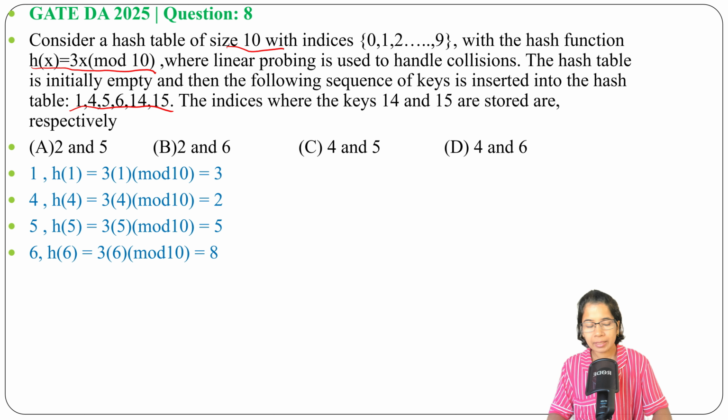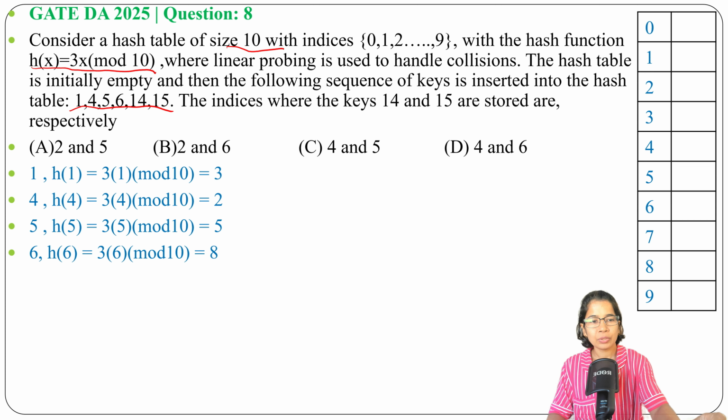Let's insert these keys in the hash table. So indexes are starting from 0 till 9. 1 will be inserted at index 3 and 4 will be inserted at index 2. 5 will be inserted at index 5. 6 will be inserted at index 8.